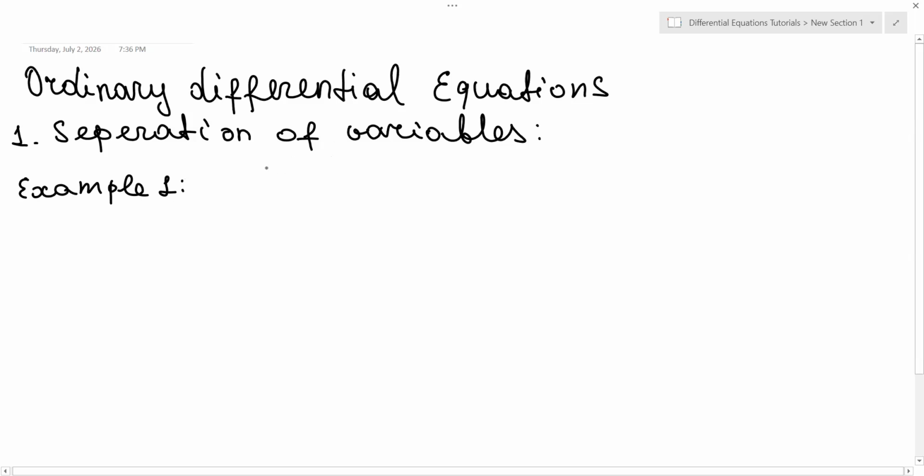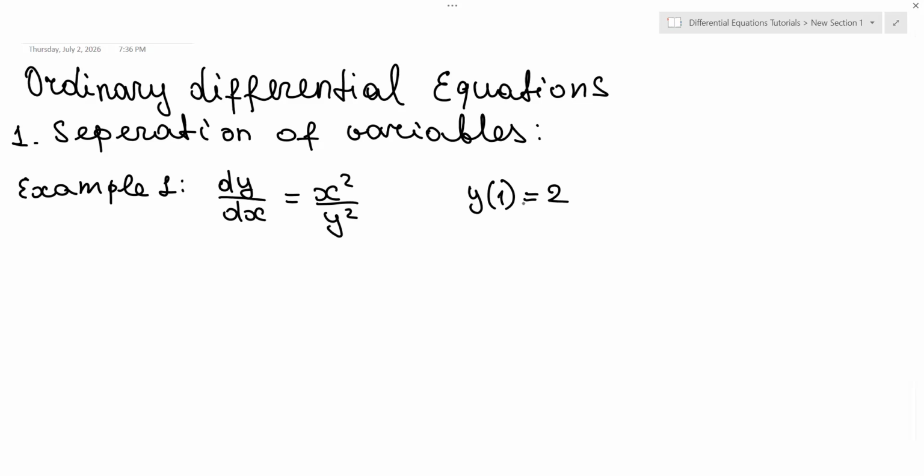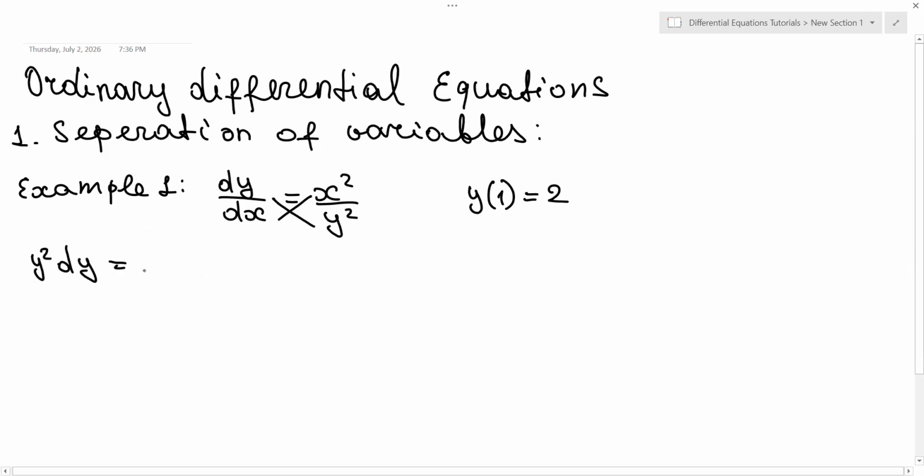In this example, we have dy over dx is equal to x squared over y squared, and we have the initial value y(1) is equal to 2. In order to solve this easily, we should move every y next to dy and every x next to dx. To do that, we can do cross multiplication, so we will have y squared dy is equal to x squared dx.